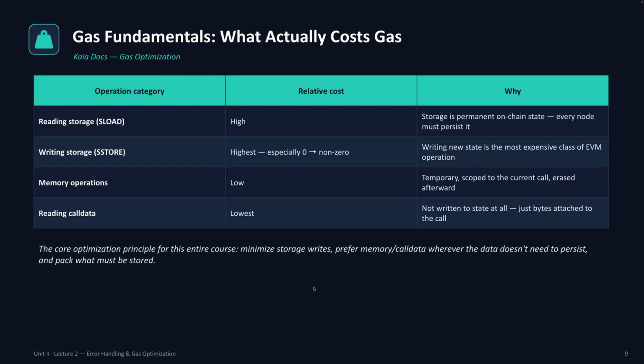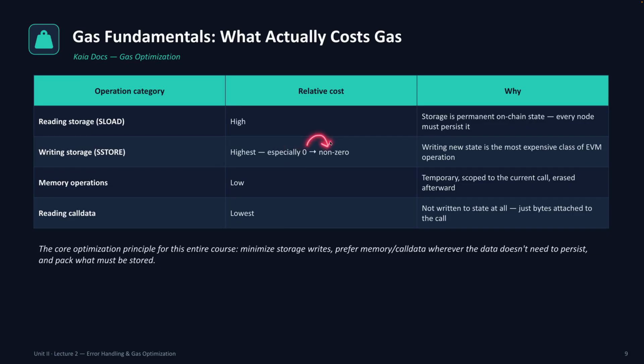Gas fundamentals. What actually costs gas? Whenever you are trying to load a variable from the smart contract storage, the relative cost is high. The reason being, storage is permanent on-chain state and every node must persist it. The second instruction that takes the highest gas is SSTORE, or writing to storage. Now this is the highest, especially when you are changing a 0 value to a non-zero value.